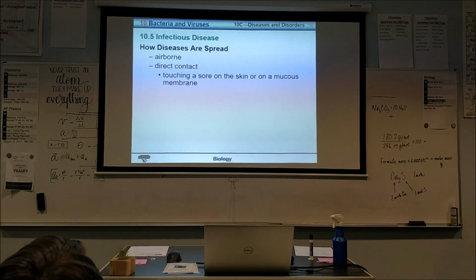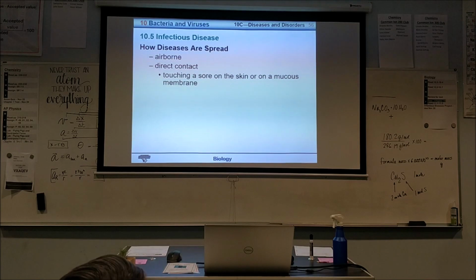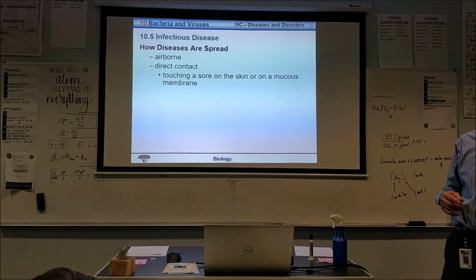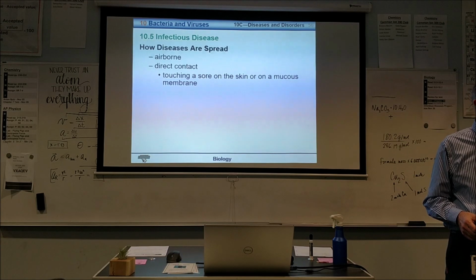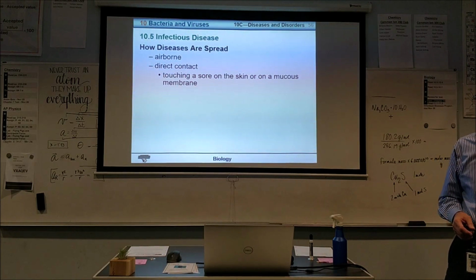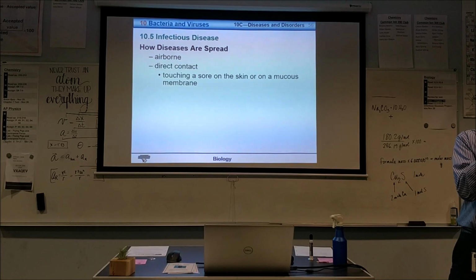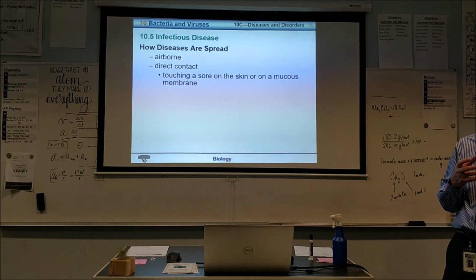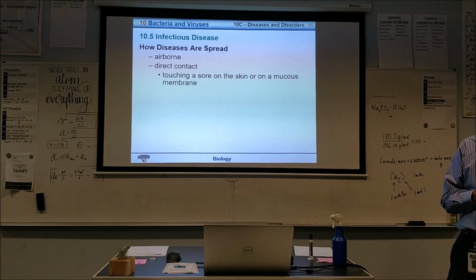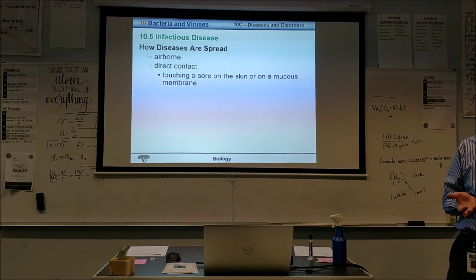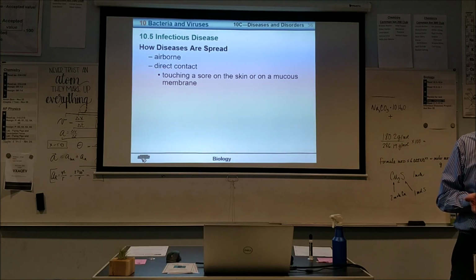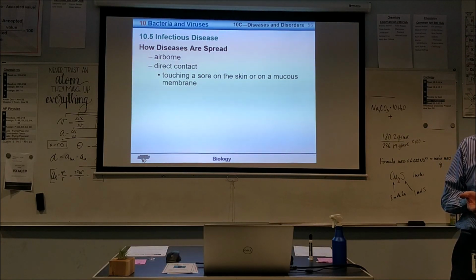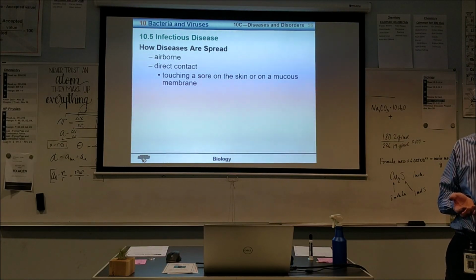Now, direct contact, that's where you touch a sore on the skin or mucous membrane. Where would you find your mucous membrane? Like, yeah, in your nose, right. Picking your nose. And now, little kids are really bad at that, aren't they? What do they do after they pick their nose? They're always wiping it off on everything, right?